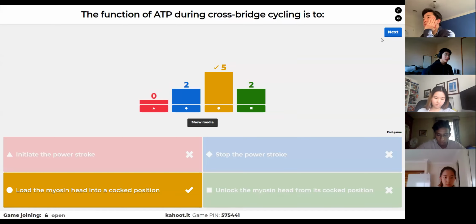So ATP is kind of loading it back. Once it's loaded back, it essentially gets hydrolyzed, so it turns into your ADP and P, and that's kind of loaded back. Then during crossbridge cycling, it swings across, and then ATP once again reattaches and cocks it back. So the role of ATP there is to load the myosin head into a cocked position.